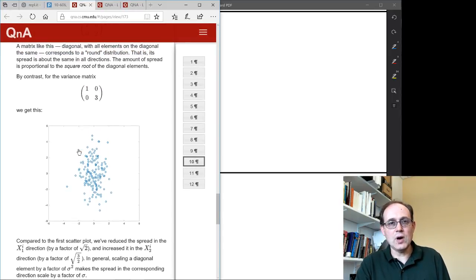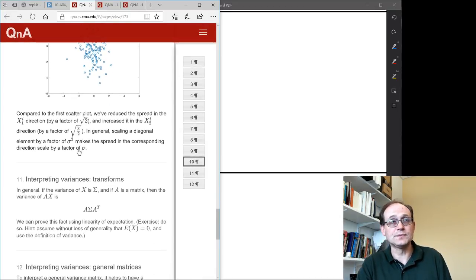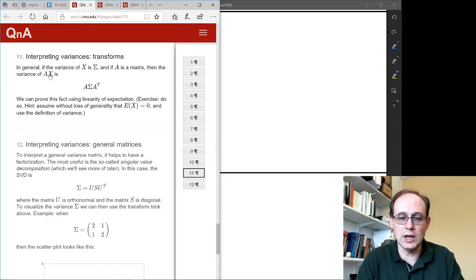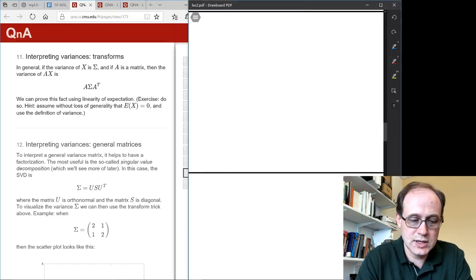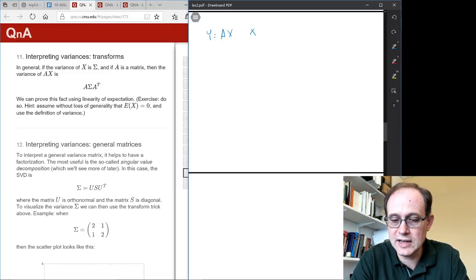All right, and so there's one last ingredient to interpreting variances, and that is transformations. So if you look here, if you have a random variable x and it has variance sigma, then you can make another random variable. We'll call it y. So we'll write here that y is equal to a times x. So here x is a vector in R2, and a is a matrix, so it's going to be a 2 by 2 real matrix.